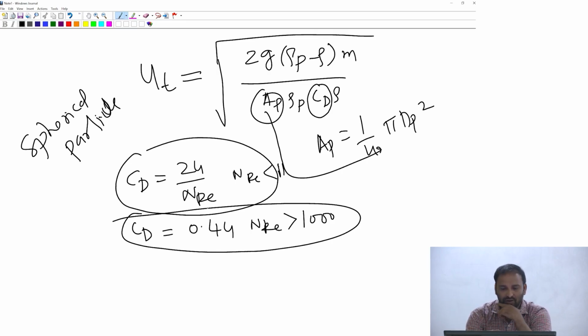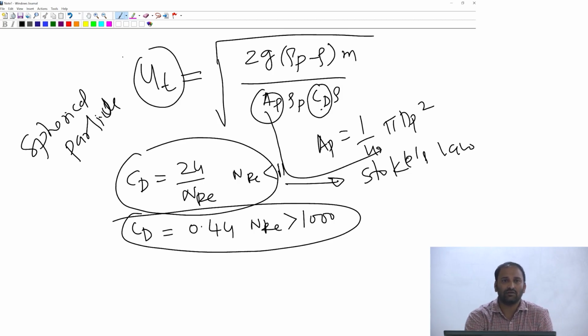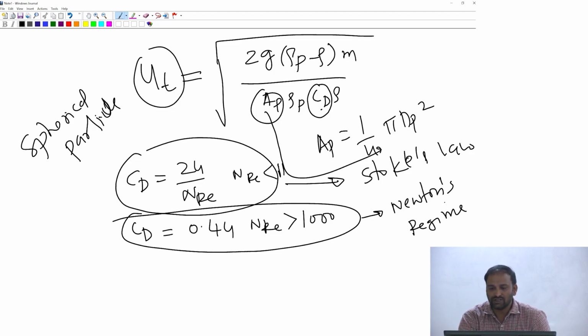Now that we've done that, let's think about case 1 where your Reynolds number is small and CD is 24 by Reynolds number, which is what is called the Stokes law regime. Can you substitute for AP and CD and get me an expression for the settling velocity or the terminal velocity? Okay, let's do that both for the Stokes law regime and also for Newton's regime, okay, which is for cases where your Reynolds number is much greater than 1000. Can you do that and let me know what the results are?